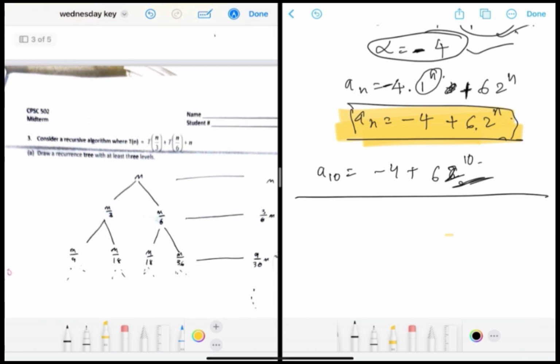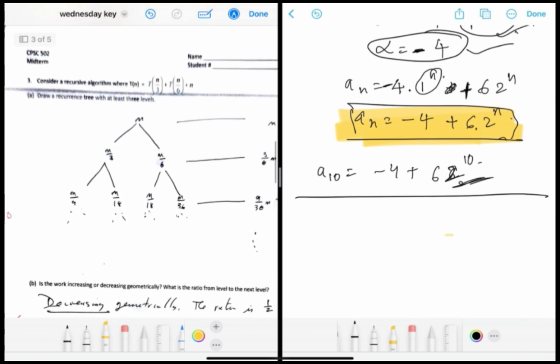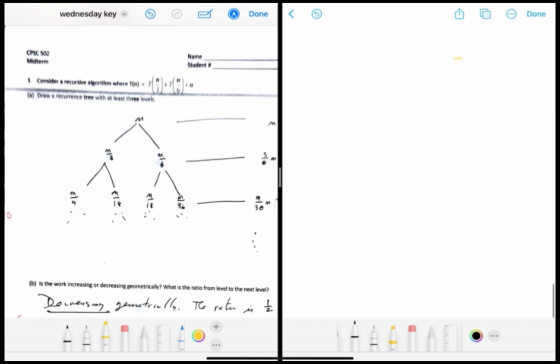So moving down to the next question, the third question. It is on the recurrence tree. So the question is: consider a recursive algorithm with T of n is equal to T of n by 3 plus T of n by 6 plus n. So this is the recurrence equation given. Let's just write that down. T of n is equal to T of n by 3 plus T of n by 6 plus n.